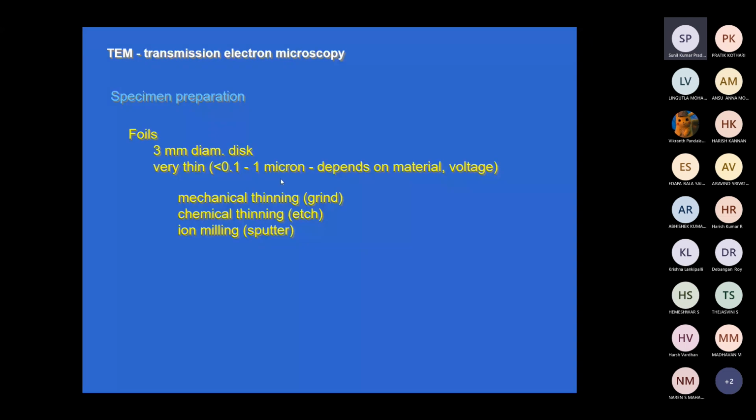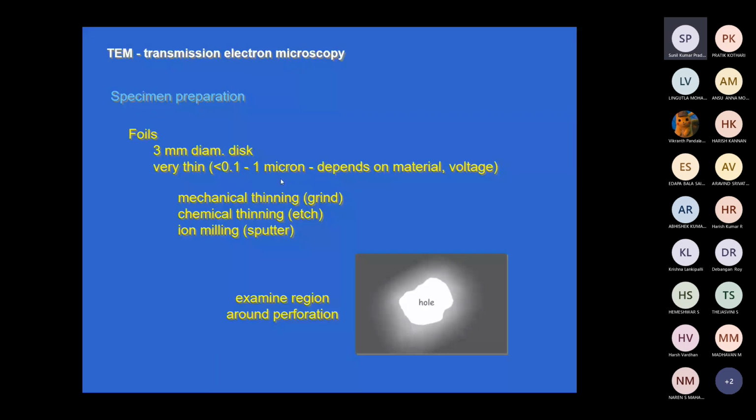Mechanical thinning we call grinding, chemical thinning we call etching, and ion milling we call sputtering. We do that in specimen preparation. So when we want to characterize samples or specimens using this transmission electron microscope, we need to prepare the samples accordingly. This is an example showing the region around a perforation.